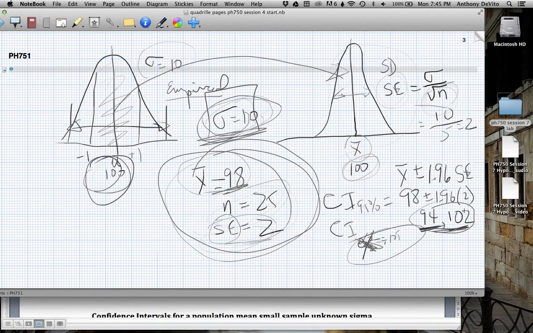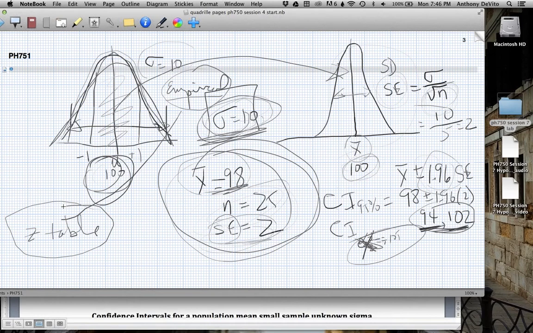Now, what did we base this on? We based this 1.96 on what we know about how the normal distribution is distributed, what the probabilities are for the normal distribution, and that's based on the empirical rule, or even better, on our z-table, or a function in Excel, which gives us more precise values for how this normal distribution is structured.